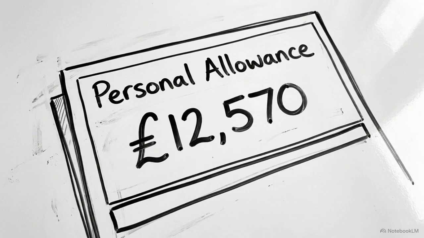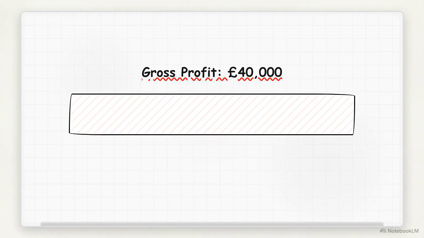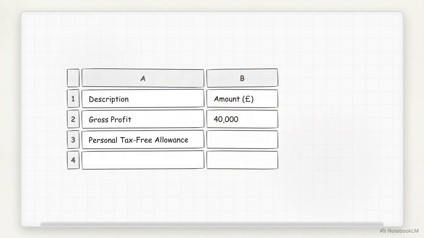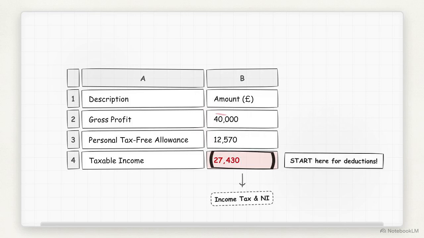Before we calculate any tax, we have to account for your personal tax-free allowance. For the 2026 to 2027 tax year, the government allows you to earn the first £12,570 entirely tax-free. So we need to isolate the money that actually gets taxed. In cell B4, type equals B2 minus B3. This subtracts your tax-free allowance from your total profit, leaving you with a true taxable income of £27,430.